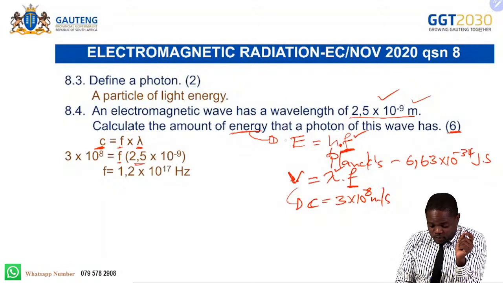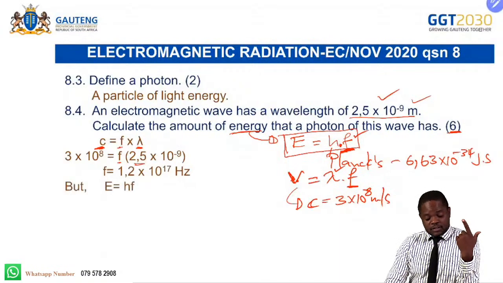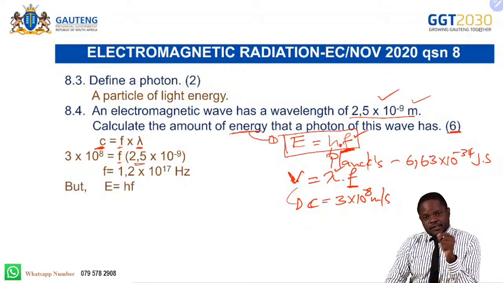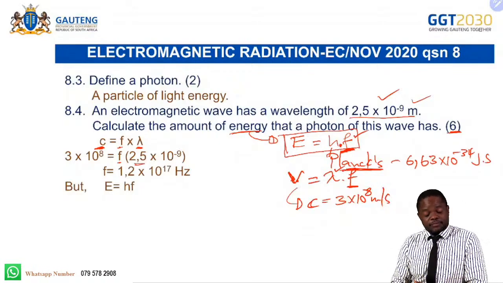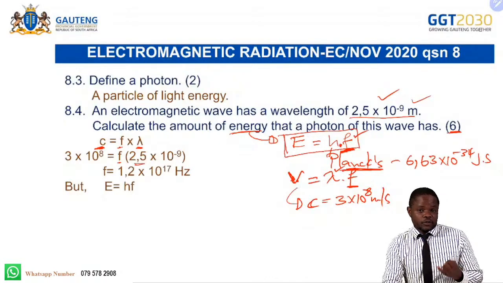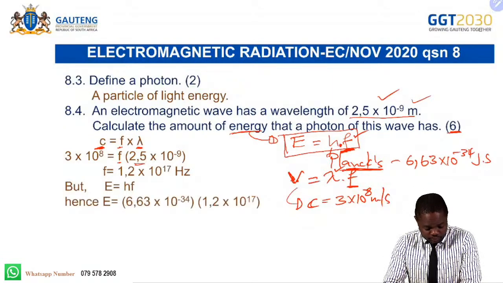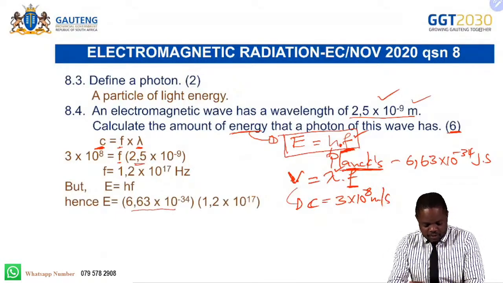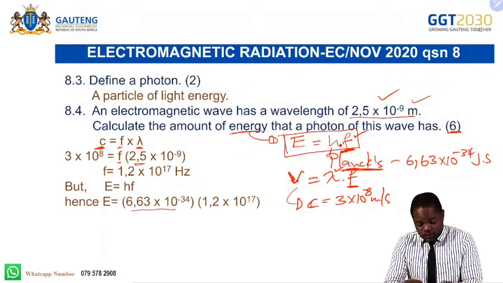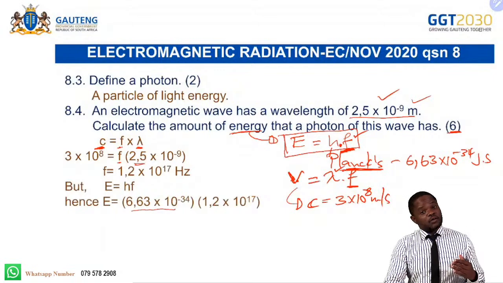Remember our equation, the most important there to get energy. E is equal to hf, h being our Planck's constant. Remember Planck's constant, isn't it? Now we've got the frequency and we've got our h, isn't it? Let's substitute the h, 6,6 times 10 to the power negative 34 joule seconds, and our 1,2 times 10 to the power 17 hertz. That's our frequency.